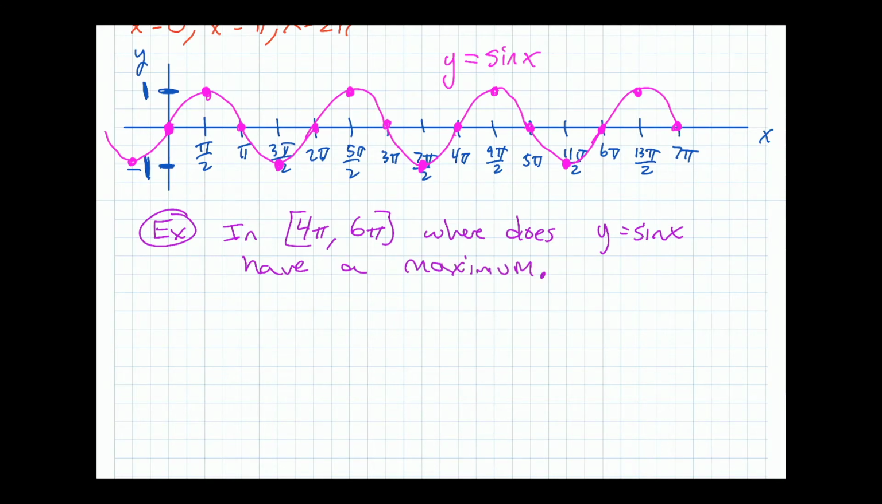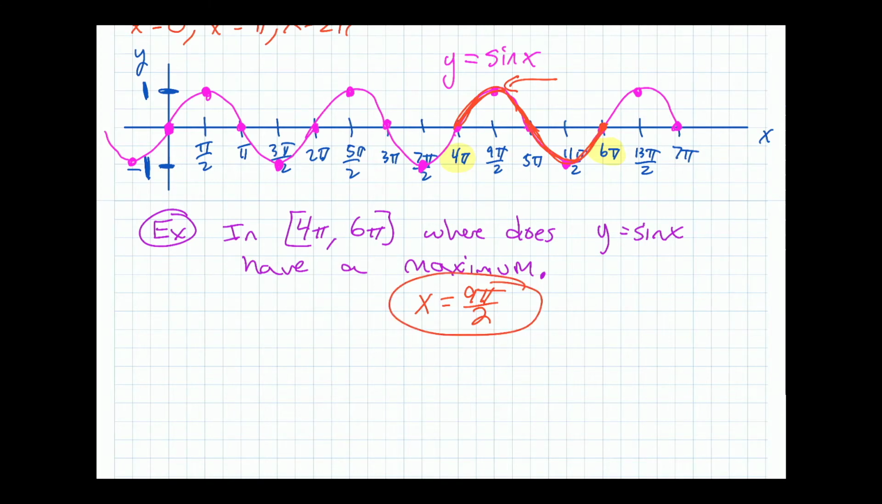Now you can answer it from this graph if you are careful, right? So let's look at this graph here. So 4 pi to 6 pi, where's that? So the 4 pi is right here, and 6 pi is over here. So we're looking in this section of the graph, right? Just that section. Well, where's the maximum? The maximum there is right there, right? At the peak. So you would need to look at the graph and say the maximum is at x equals 9 pi over 2. That's where it is.